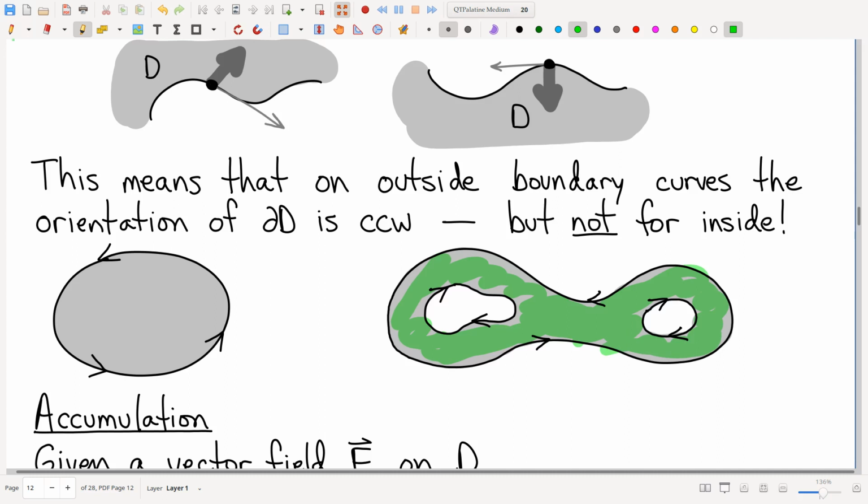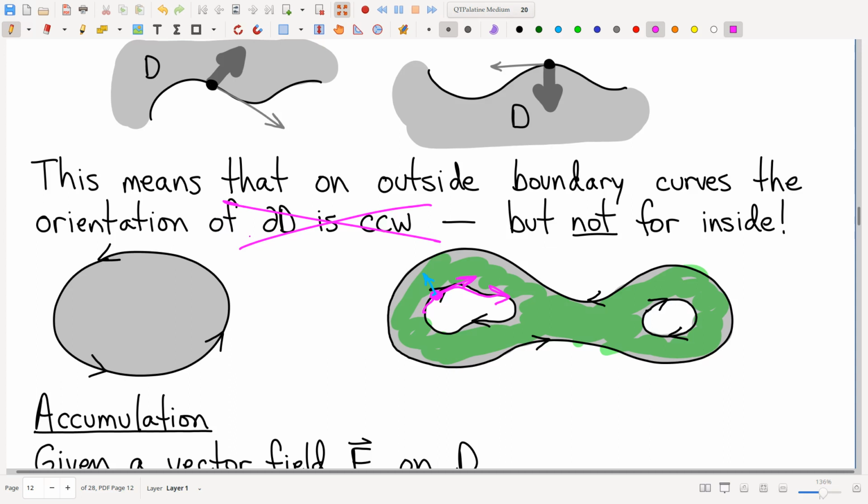And, well, I am sorry to report that on these parts of the inner boundary, notice you would need to go that way to have the region on your left, which would have you going around clockwise, not counterclockwise. So watch out for this one.